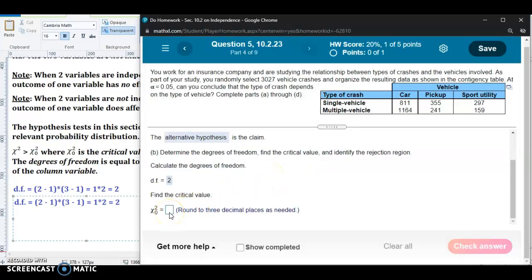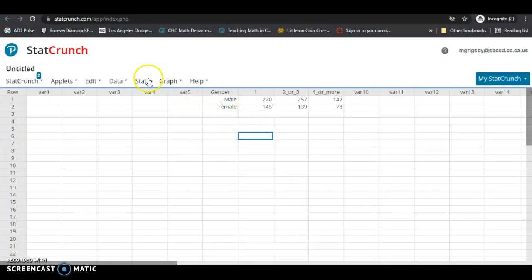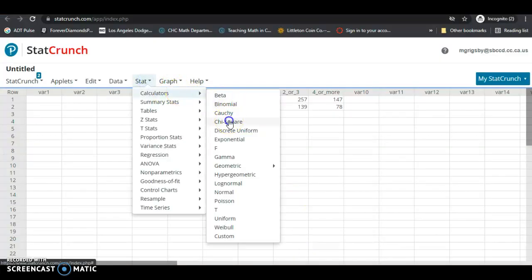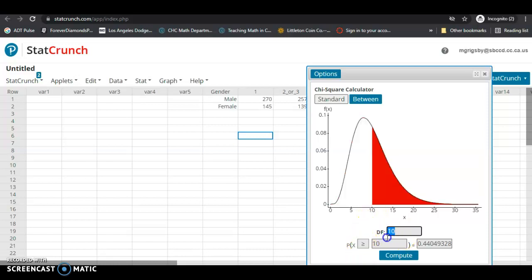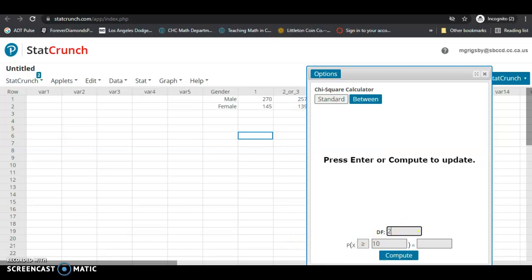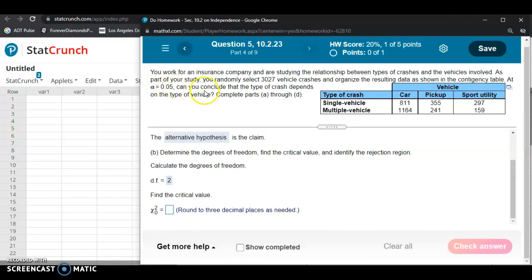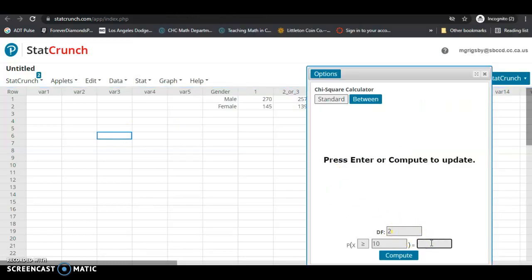Next we're going to find the critical value. So let's head over to StatCrunch. We're going to go to Stat, Calculators, chi-square. And remember, for getting the critical value using the chi-square calculator, select Standard. Since this is a right-tailed test, select greater than or equal to, and the degrees of freedom is 2. And remember, our significance level is 0.05, so that goes in this box here.